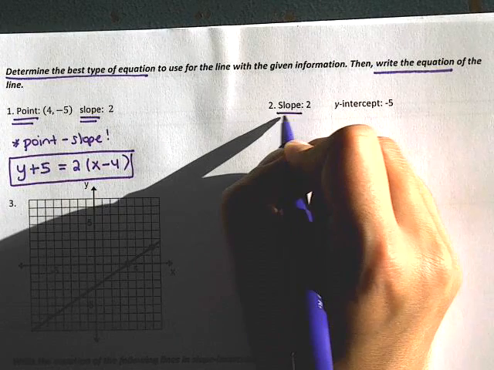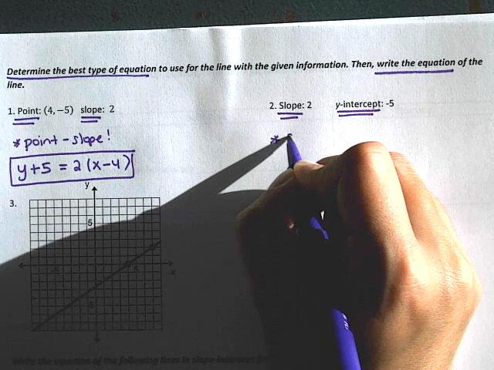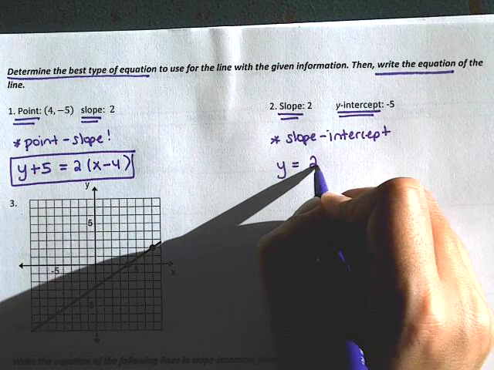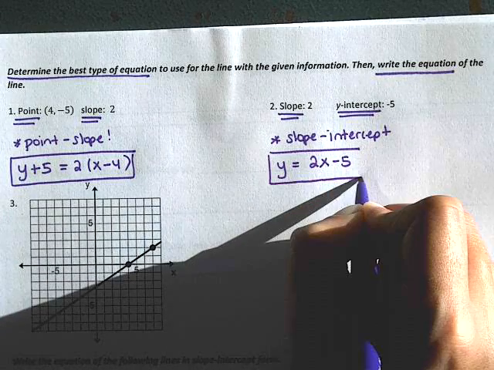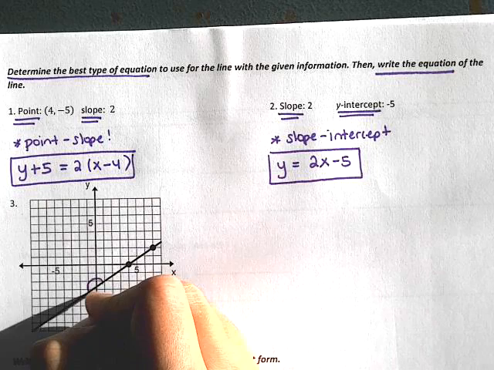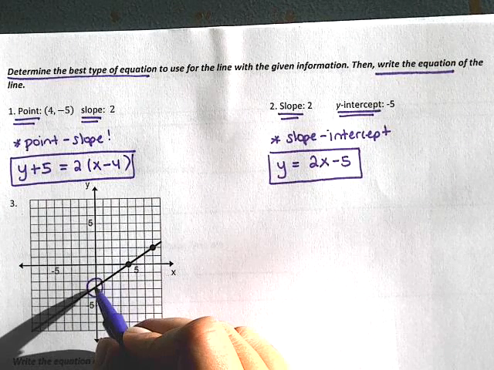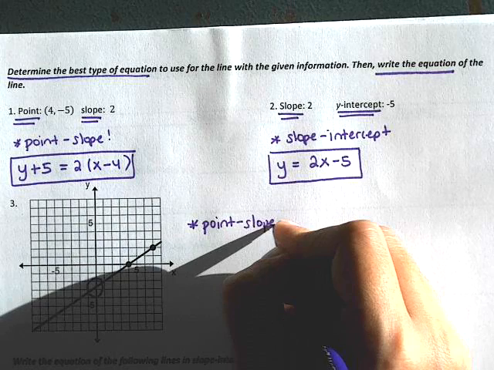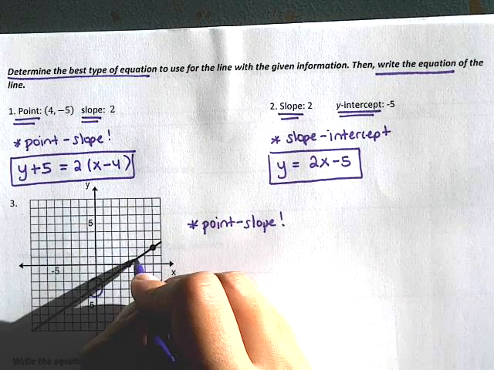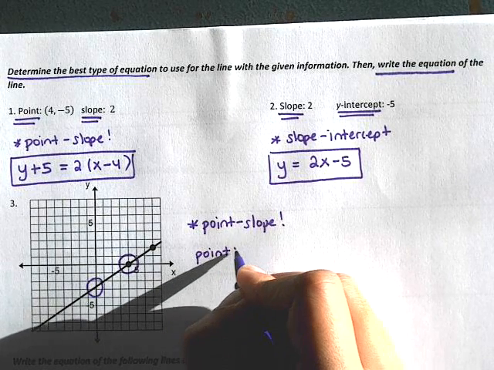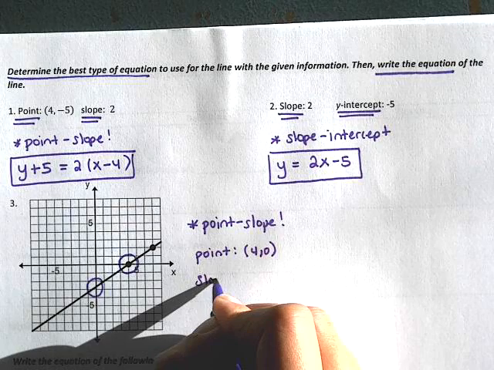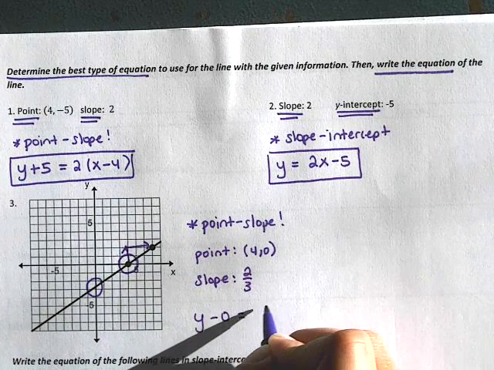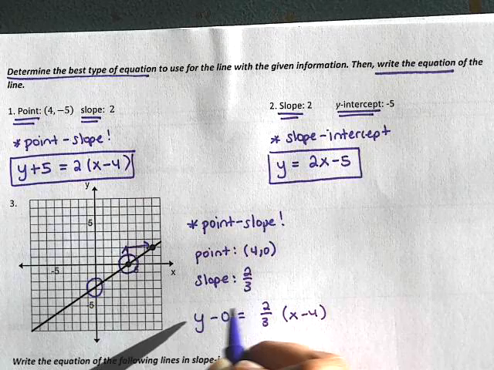If I give you a slope and a y-intercept, use slope-intercept. So you would get y equals 2x minus 5, and you're done. If I give you a graph like this, you're going to say, hey, that's not a nice number. It's in between the -2 and the -3. So since it's not nice, use point slope. Here's my point, 4, 0. My slope would be rise 2, run 3. So my equation would be y minus 0 equals 2/3 times x minus 4, and you're done.